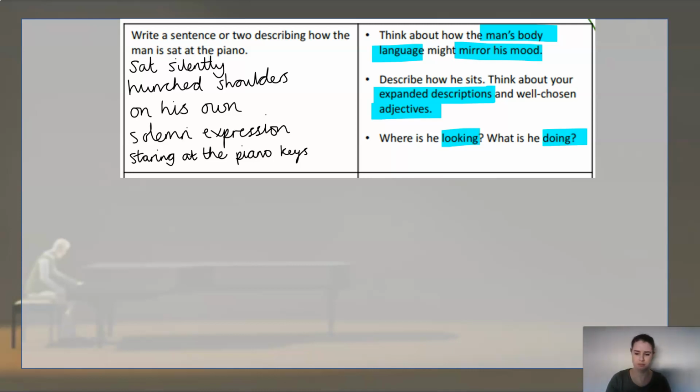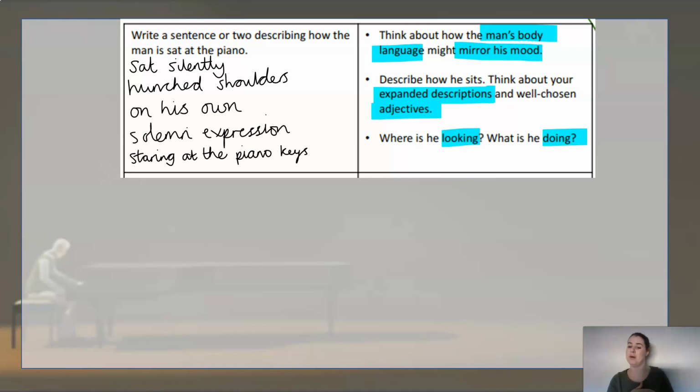Okay? So here we can see we've got that write a sentence or two describing how the man sat at the piano. So I've highlighted the things I need to include in here. I need to think about the man's body language. So how is he sat? And think about how it might mirror his mood. Well, I know he's not particularly happy. He's reminiscing. He's going back to some quite painful thoughts.